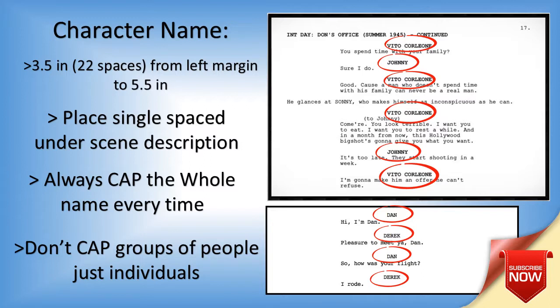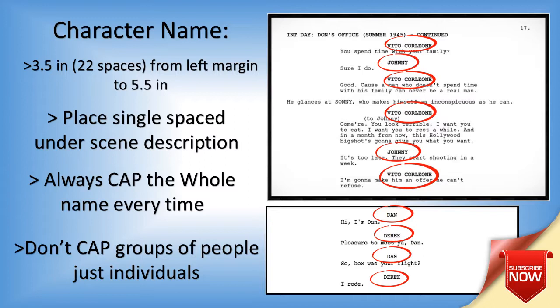But in this case, when you're in the dialogue phase, the name must always be capitalized, even if he appears a second time, a third time, a fourth time, it doesn't matter. Always the whole name in caps. And don't capitalize a group of people, just an individual. Here's a perfect example.